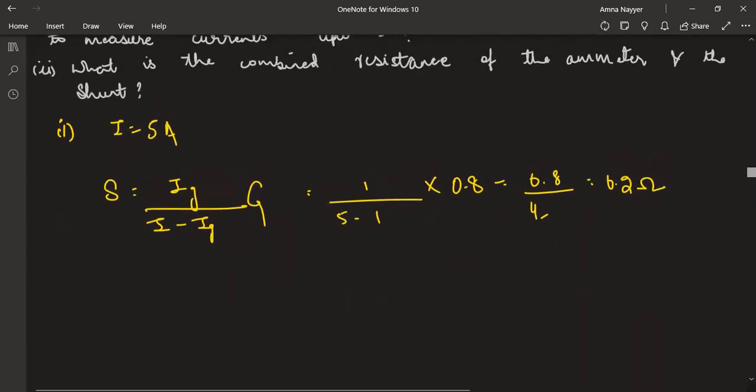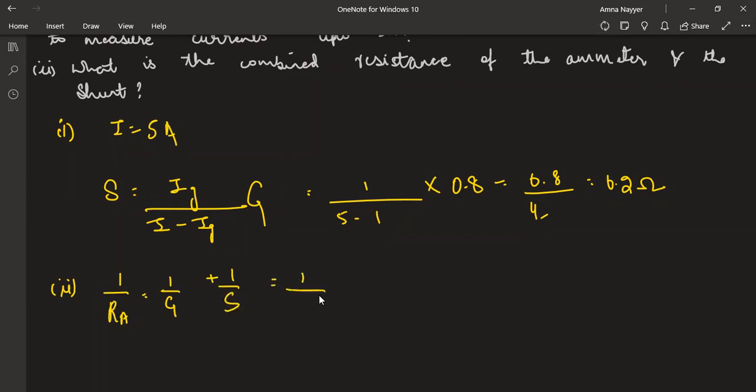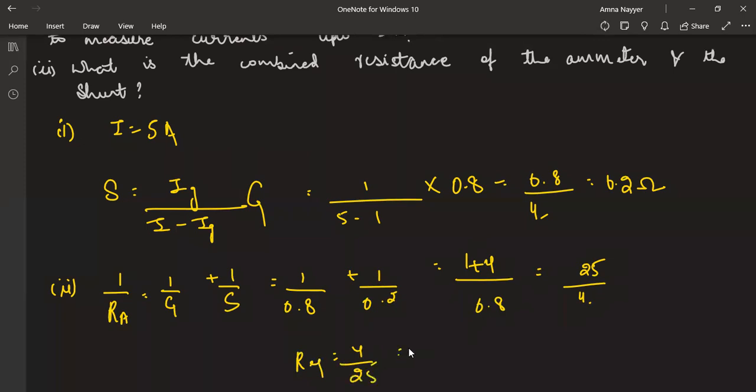Second part says what is the combined resistance? See, resistance of ammeter is given by normal parallel connection. So that becomes 1 by resistance of galvanometer plus 1 by resistance of shunt. So this becomes 1 by 0.8 plus 1 by 0.2. So this will become 1 plus 4 divided by 0.8. This becomes 25 by 4. So equivalent resistance will be 4 by 25. That is 0.16 ohms.